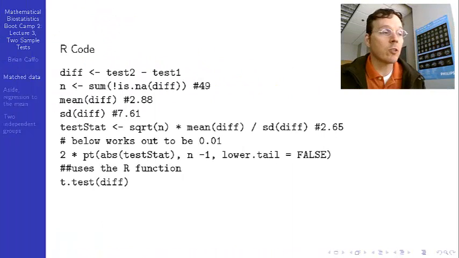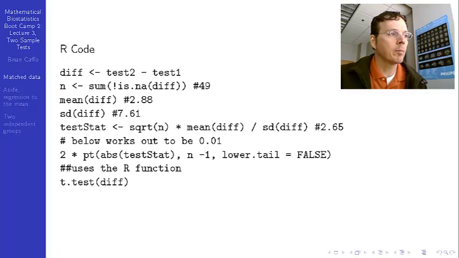Okay, so now let's actually perform our test. I'm going to show our code here. I'm hoping that everyone in the class at this point could actually do the test. I'm going to do the paired differences, that's test 2 minus test 1, in this first line. N is just the number of subjects, and I put a comment here that it worked out to be 49 subjects. The mean, in this case, worked out to be 2.88. The standard deviation worked out to be 7.61. This is, again, the standard deviation of the differences.